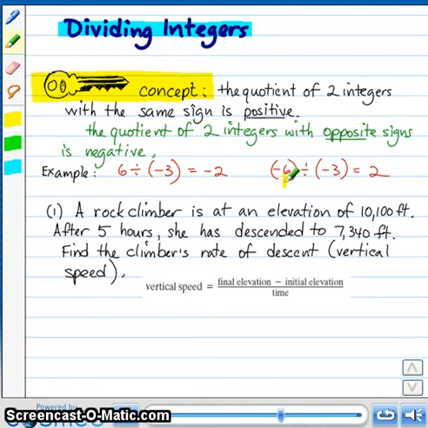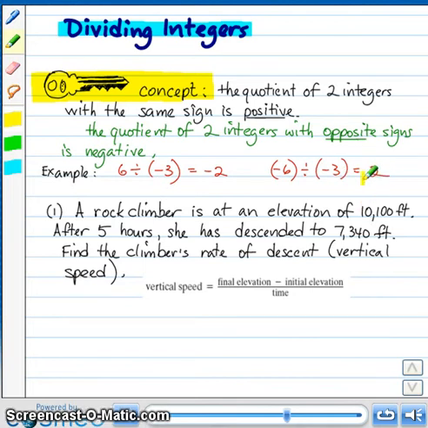And recall that the same rule applies for multiplication. If you multiply two numbers with opposite signs, the result is always negative. If I have negative 6 divided by negative 3, the result is positive 2.